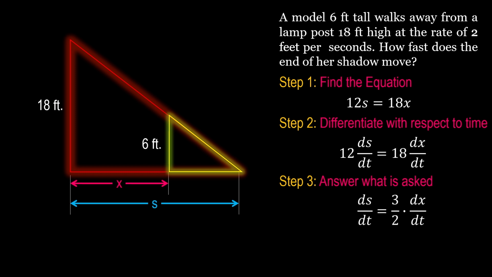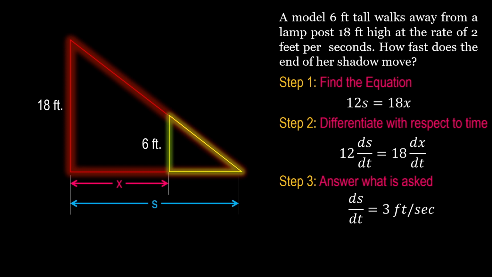In order for you to get the numerical value for ds over dt, of course, you first need to find dx over dt. And again, as I mentioned earlier, dx over dt is the rate at which x is changing through time, and that is equal to the rate at which the model is moving away from the lamppost. That is equal to 2 feet per second. Now, substituting this value to our equation, we'll get ds over dt equal to 3 feet per second. So this is our final answer for step number 3.